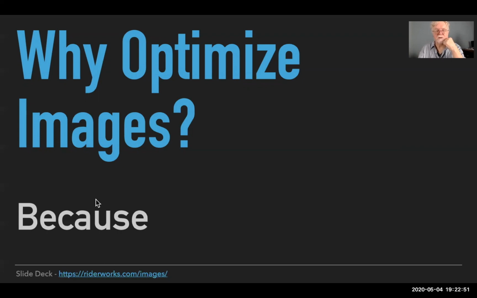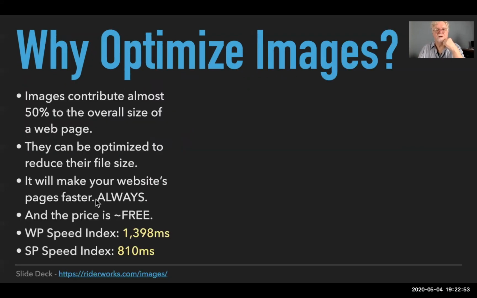And I'm going to talk about this, as we said, why optimize images. They say images contribute almost 50% of the size of a web page now. And so that means if you start optimizing images and reduce the size of some of those larger images that you have, that site's going to run faster, always. And that's the great thing about it. The price is generally free. How you can reduce these.